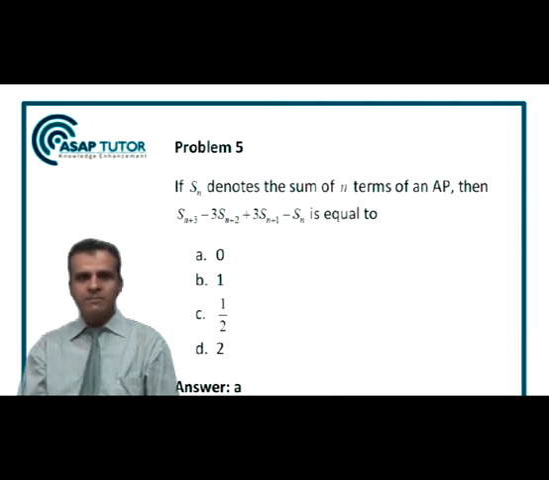Now the next problem is: if Sn denotes the sum of n terms of an AP, then we want to find the value of S(n+3) minus 3 S(n+2) plus 3 S(n+1) minus Sn. S(n+3) means the sum of the AP up to n plus 3 terms. So what is it equal to? Here the correct answer is 0, that is A.